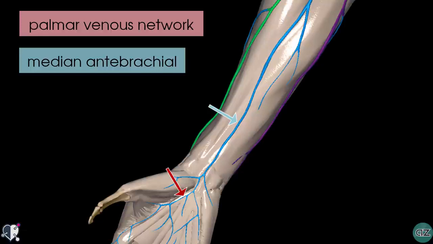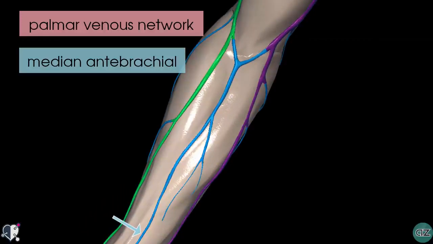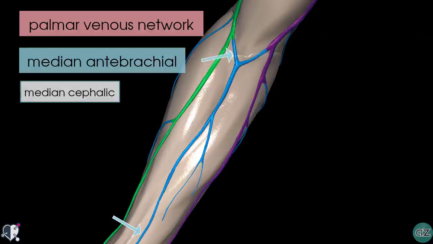And in this particular model, the median antebrachial vein is shown splitting into two and connecting to the cephalic and the basilic veins. These two veins are known as the median cephalic vein and the median basilic vein respectively.